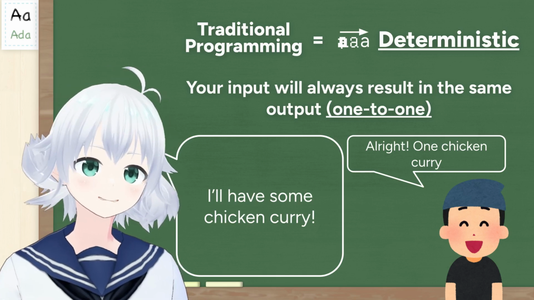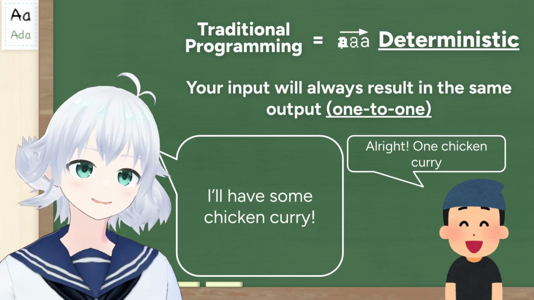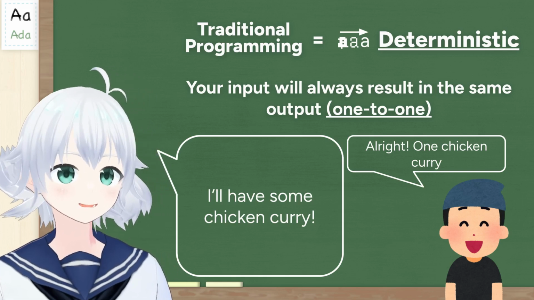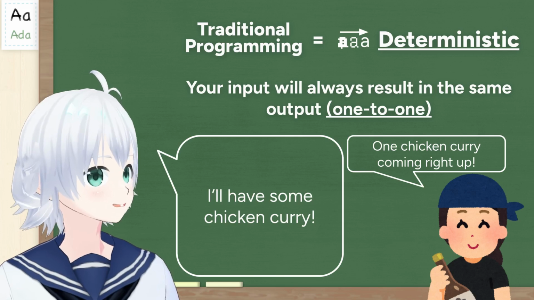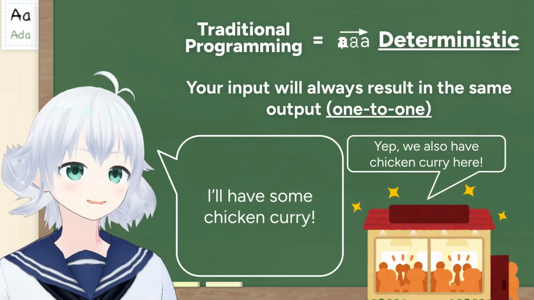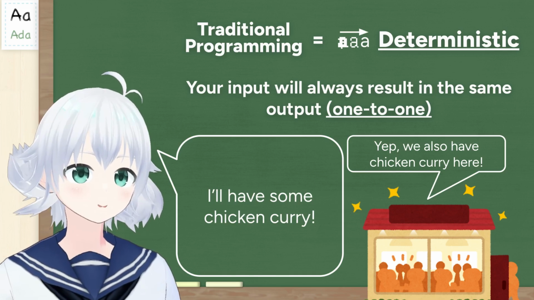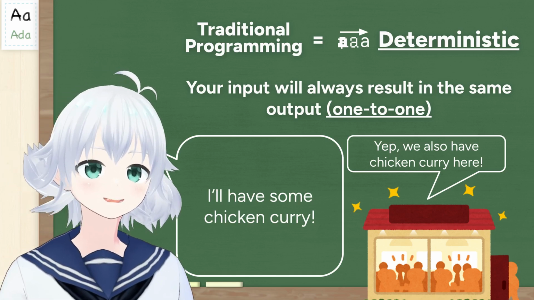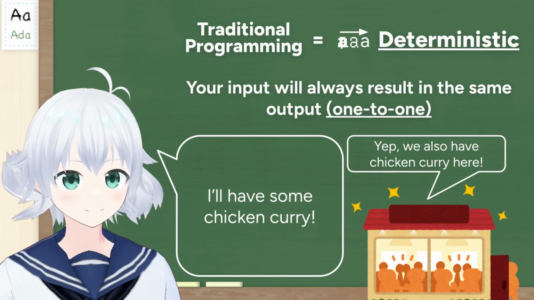No fuss. No matter how much I repeat what type of food I want to eat, it's always going to be chicken curry. Even if it's another Waiterson or in this case, Waiter-chan here. Or another restaurant that just so happens to serve chicken curry. With this same analogy, that's what makes traditional programming deterministic.